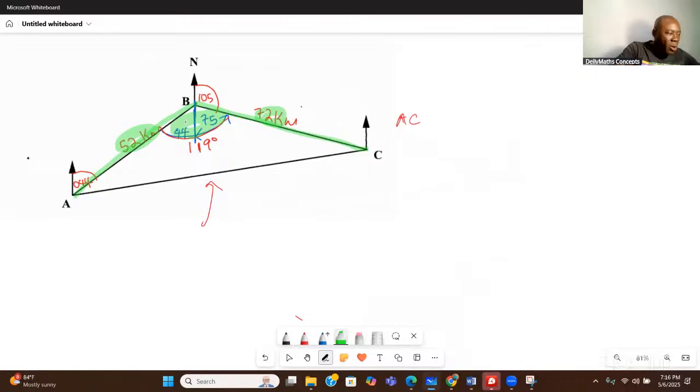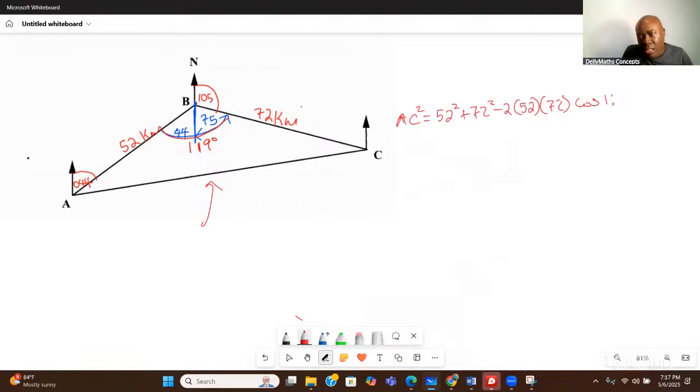What do I mean? Because of that, we're able to utilize the cosine rule. Because remember, when it's not a right triangle, it's sine or cosine. And right now, cosine is what we're going to employ because we have an angle between two known sides. So the cosine rule states that AC squared is equal to 52 squared plus 72 squared minus 2 times 52 times 72 times the cosine of the angle that is between them. So we want to make sure that we have that down.